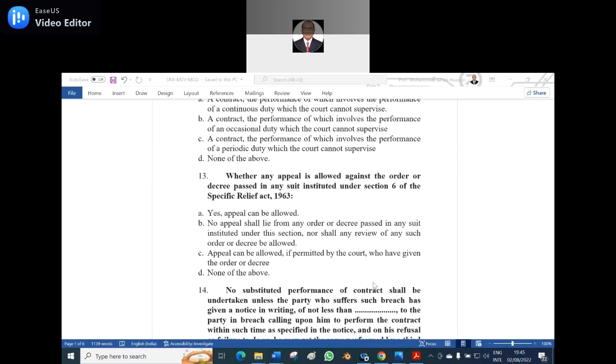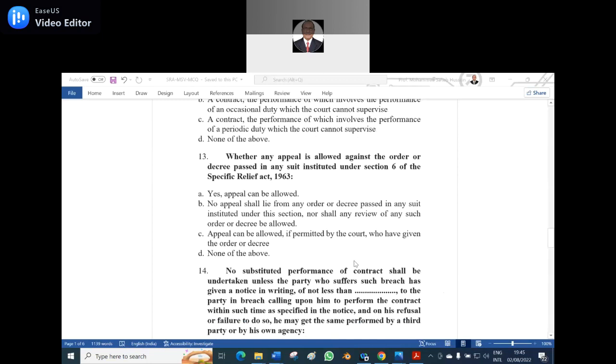13th question. Whether any appeal is allowed against the order or decree passed in any suit instituted under this section. Option A, no appeal shall lie. Option B, appeal may be allowed. Option C, review will be allowed. Option D, the court who has given the order or decree.